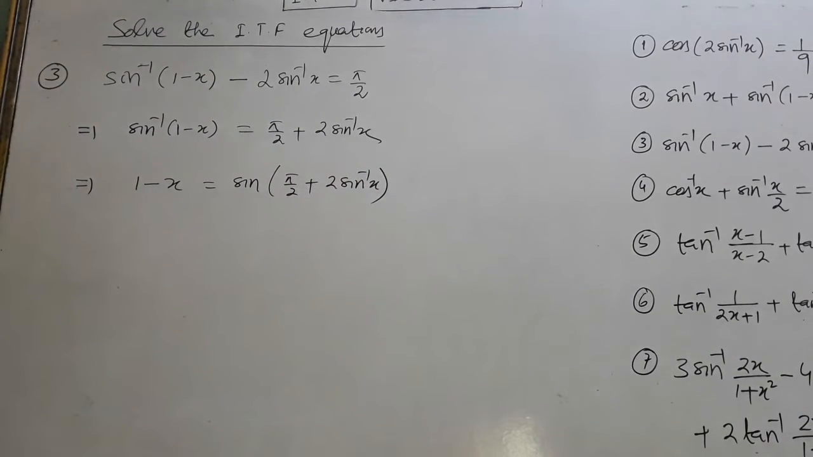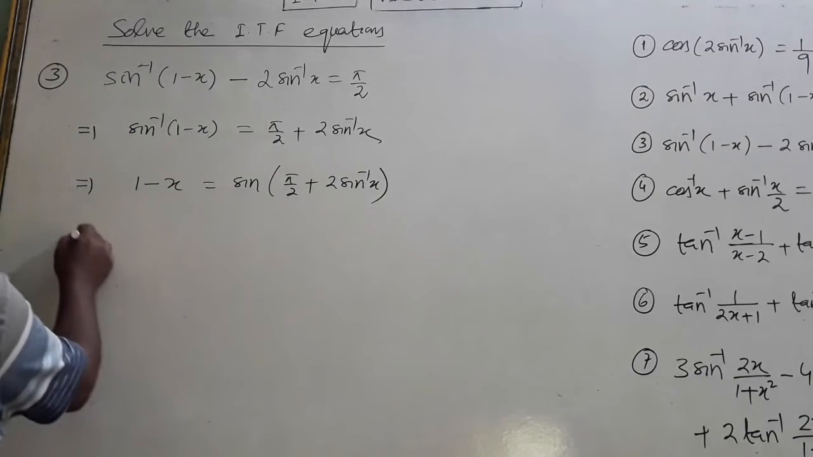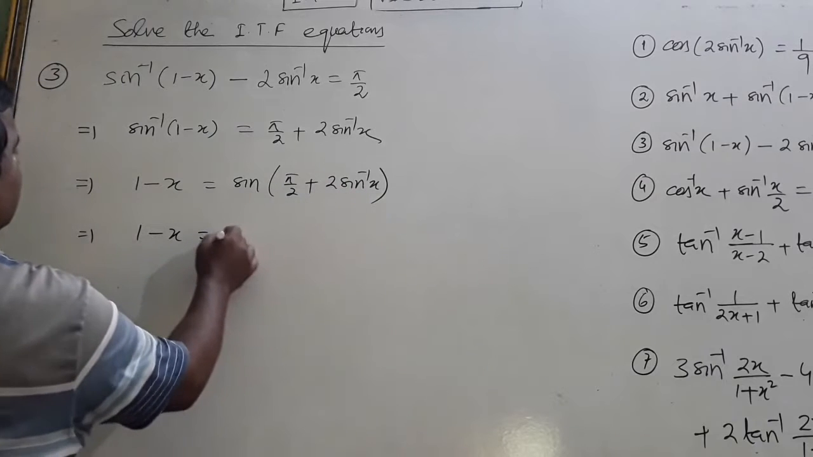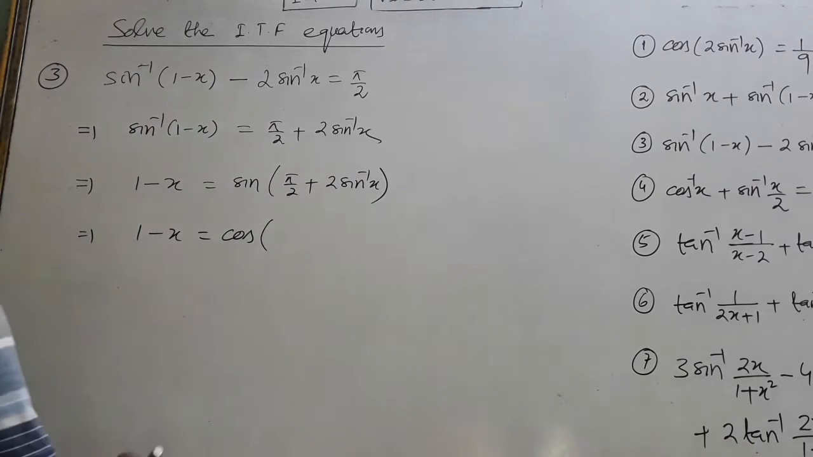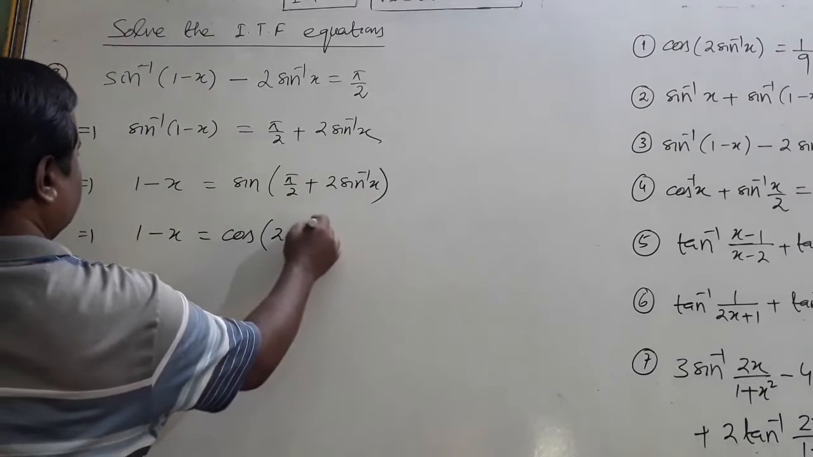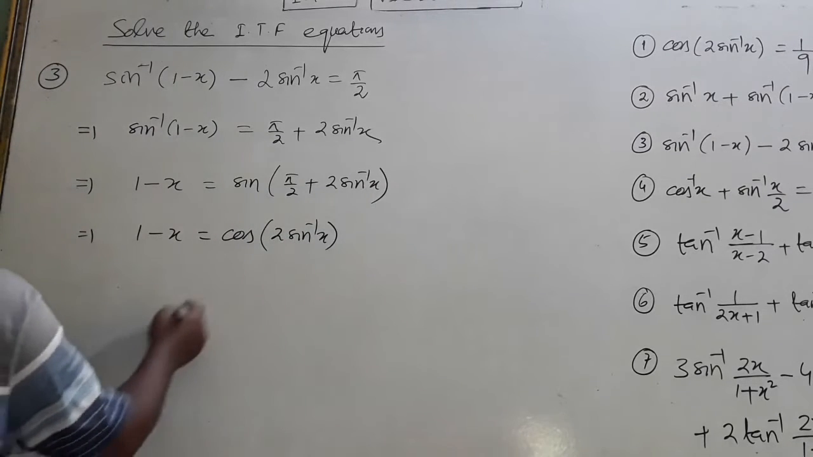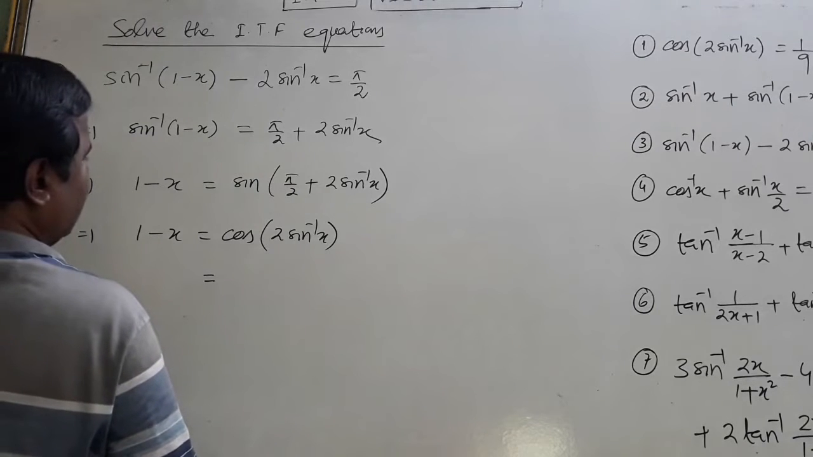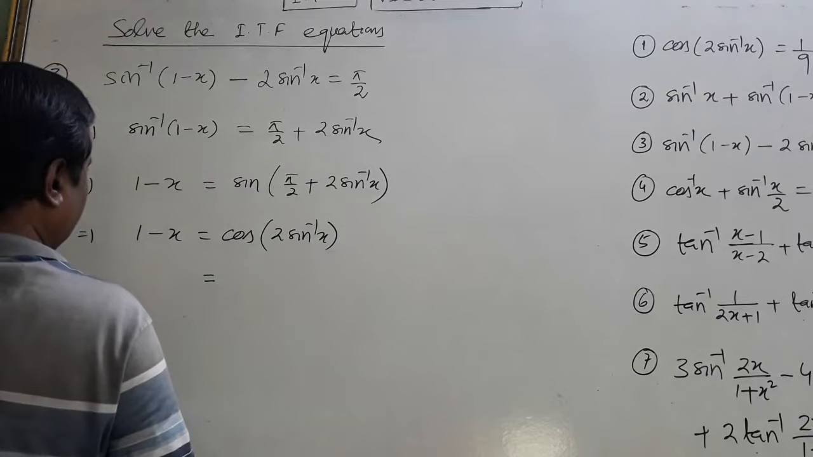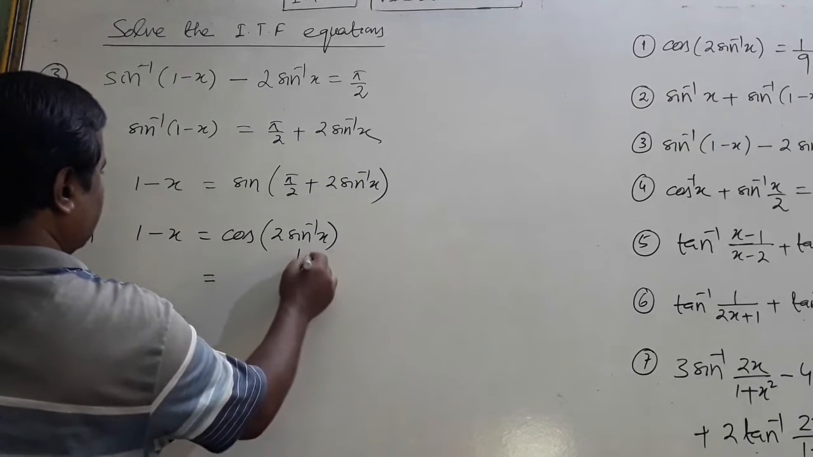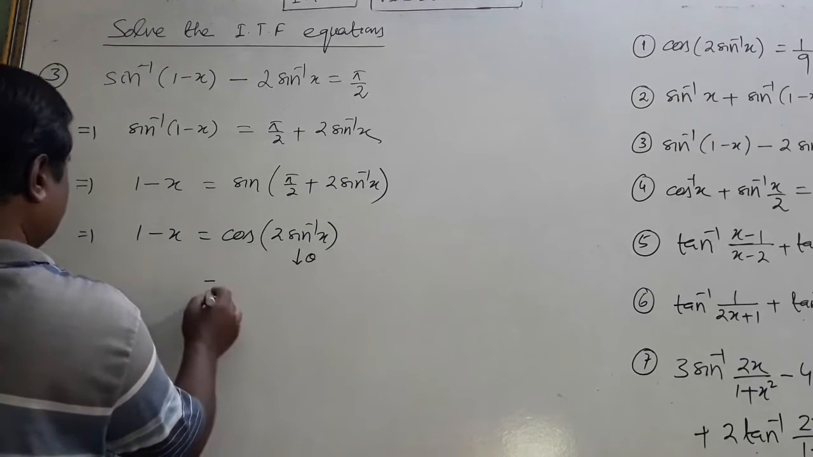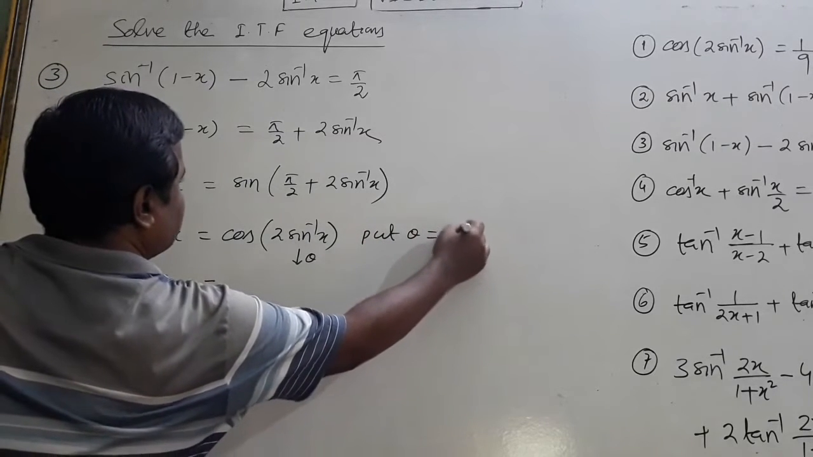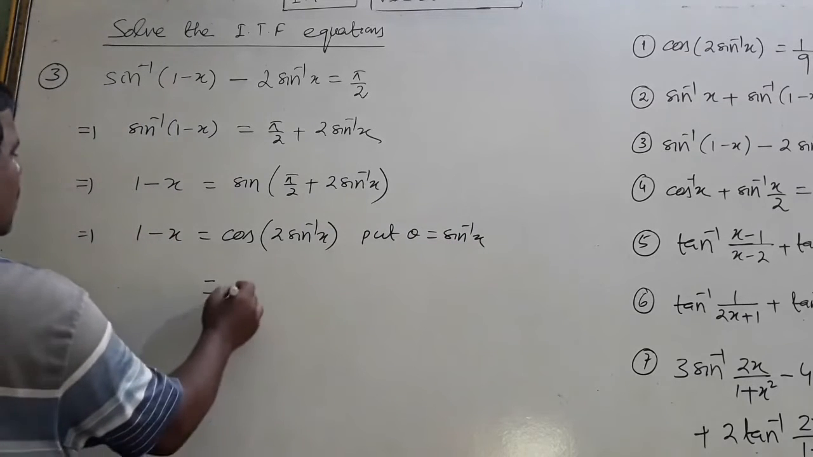Taking sine to both sides, this becomes 1 minus x; sin of 90 plus theta is equal to what? Cos theta. Cos theta is cos 2 sin inverse x. Now, what is the formula of cos 2 sin inverse x? Now, put theta is equal to sin inverse x, and it becomes cos 2 theta.